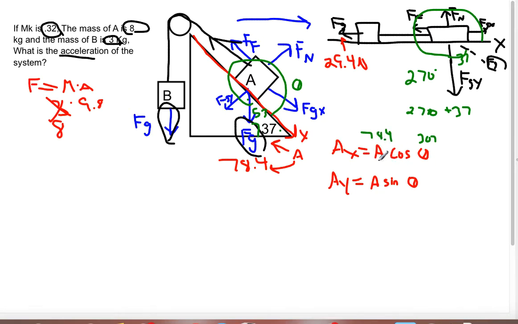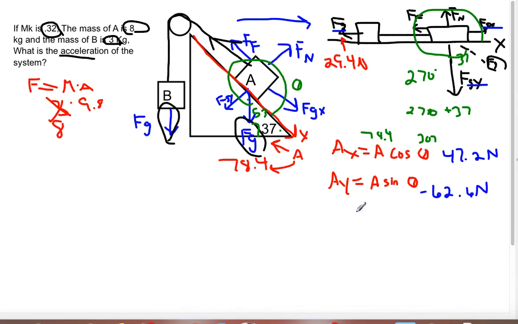So now what I'm going to do is I'm going to plug in 78.4 cosine of 307, and I will find out that my A of x is 47.2 newtons, and I will plug in 78.4 sine of 307, and I will find out that my A of y is negative 62.6 newtons. So far, I found this guy, and this guy.